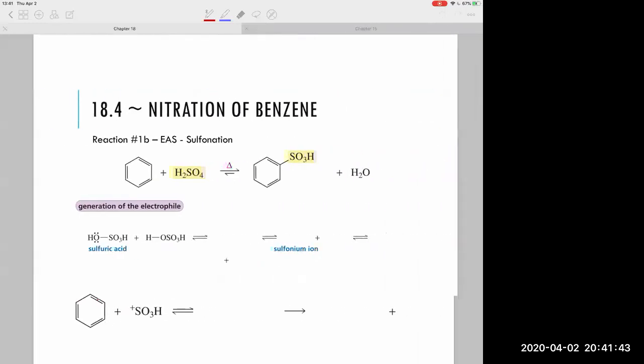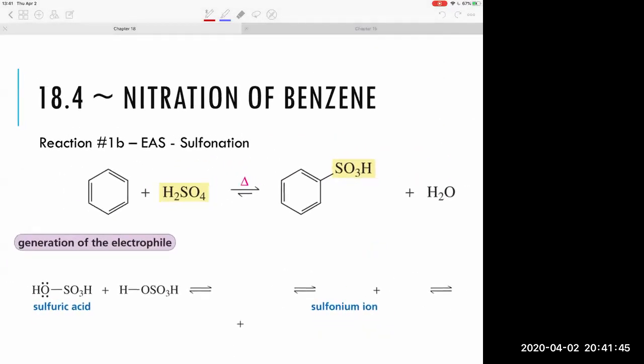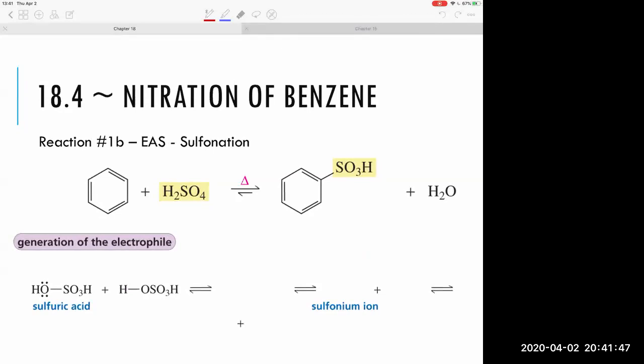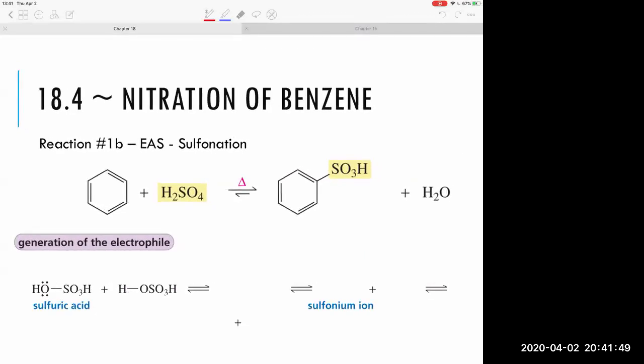Okay, so then the next one, sulfonation. Here we have just sulfuric acid, as well as some heat needed to catalyze this reaction. Sulfuric acid is, of course, a very strong base. That's not true at all. A very strong acid.